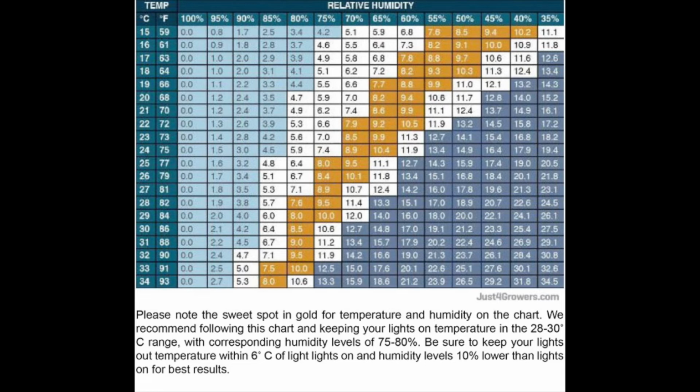Whenever you're getting real high in the 84, you slide over to 8.0, and then you look up, that's pretty much 80. When it's 84, you want to be at about 80% relative humidity, and then that goes all the way down to about 75%.